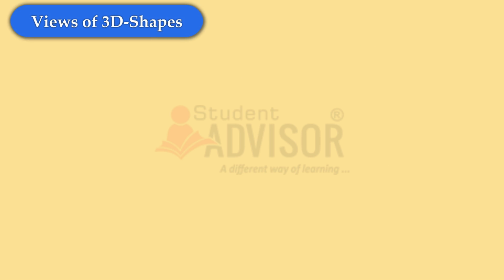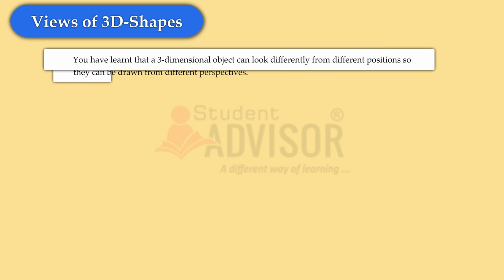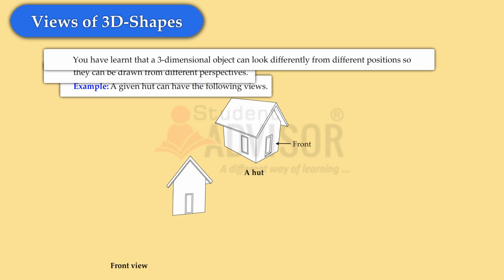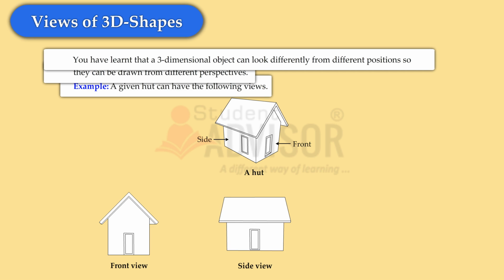Views of 3D shapes. You have learnt that a three-dimensional object can look different from different positions, so they can be drawn from different perspectives. Study the given example. A given hut can have the following views. Front view. Side view. Top view.